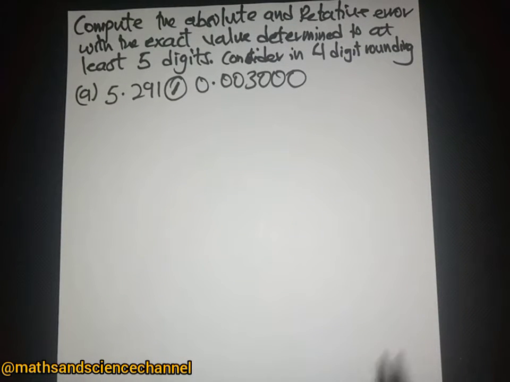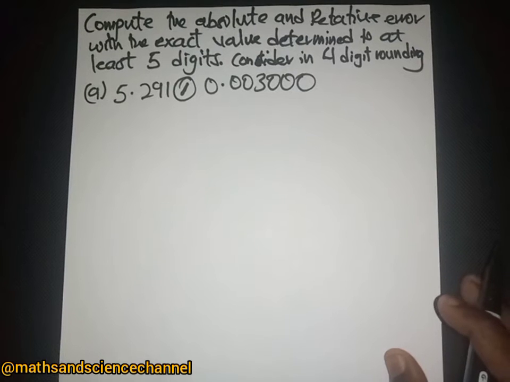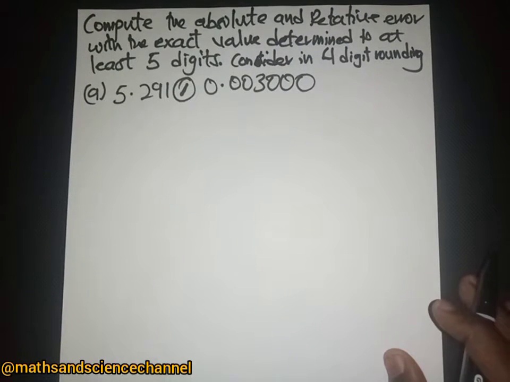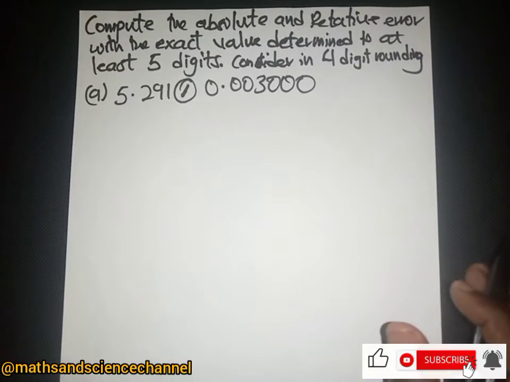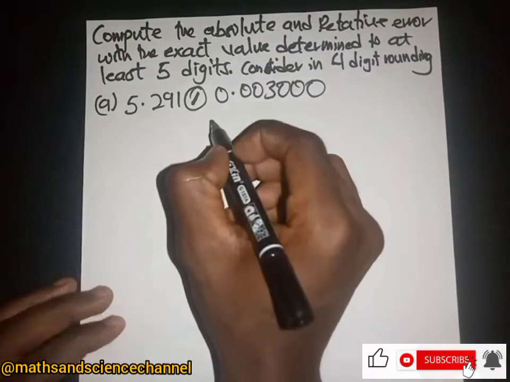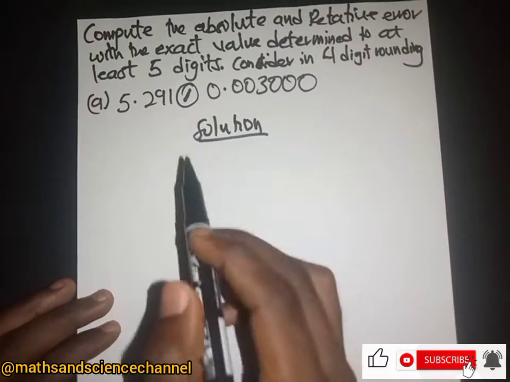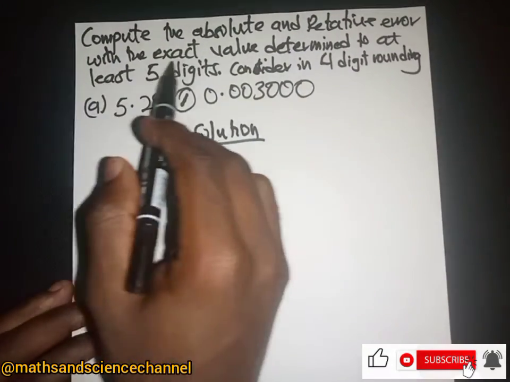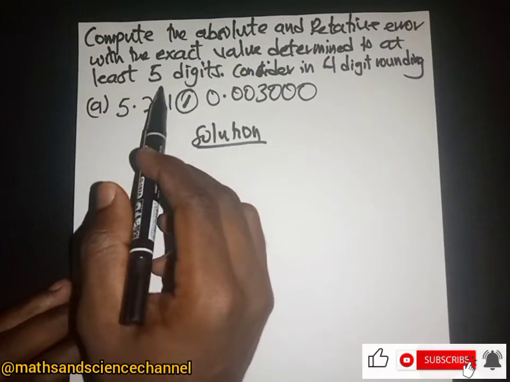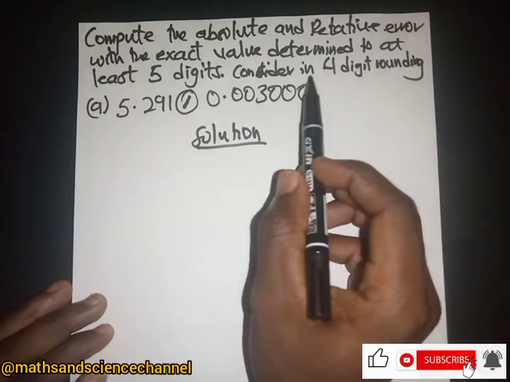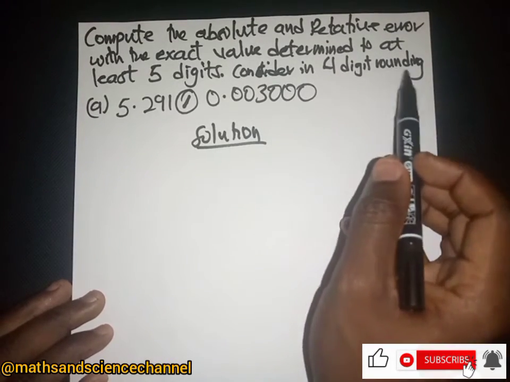In this section we are looking at absolute and relative error. This is the third series of absolute and relative error, so let's quickly do that. We are to calculate the absolute and the relative error with the exact value to be determined at 5 digits, and we are to consider 4 digits rounding.